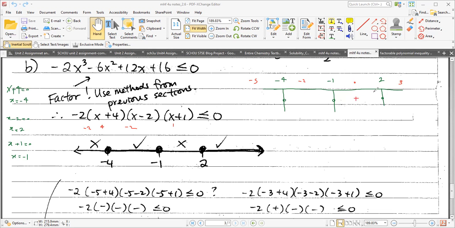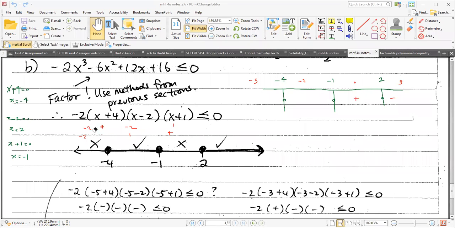It's positive here. Above 2 is 3, right? So -2, make sure you just mention -2. If you put 3 here, 3 plus 4 is 7, 3 minus 2 is 1, 3 plus 1 is 4. So these numbers multiplied by each other, you get a negative number, right? So it's negative here.